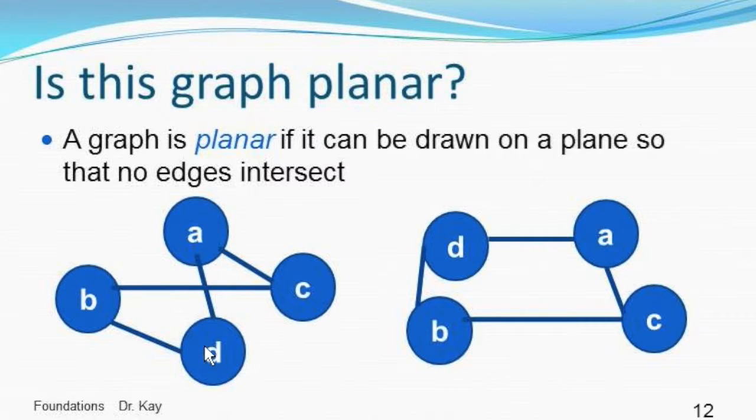There's an edge between A and D and A and C, and here I've got an A and D and A and C. B is adjacent to C and D, C is adjacent to A and B, and of course D is adjacent to A and B. So these are the same graph. So this graph can be drawn on a plane so that no edges intersect, and therefore we say that this graph, no matter how we draw it, is considered planar.